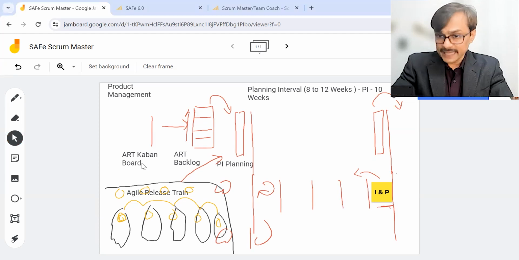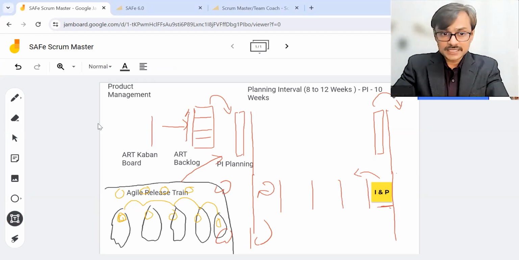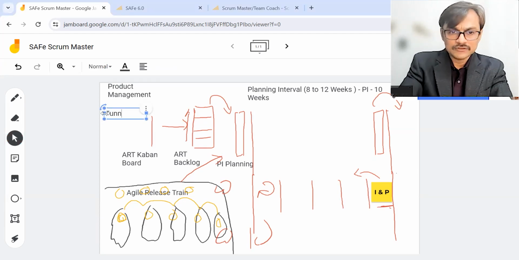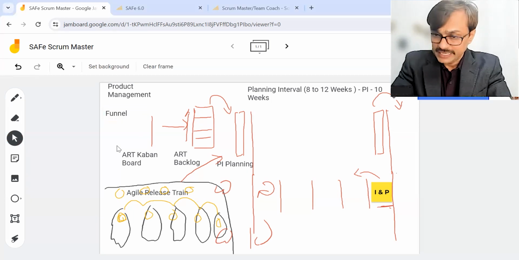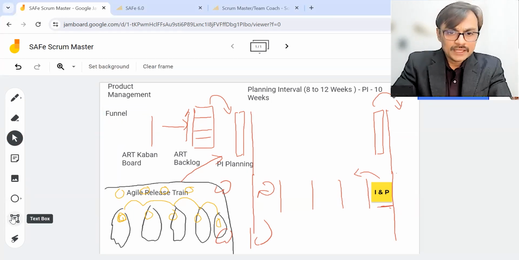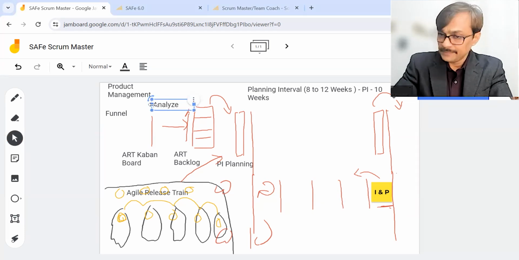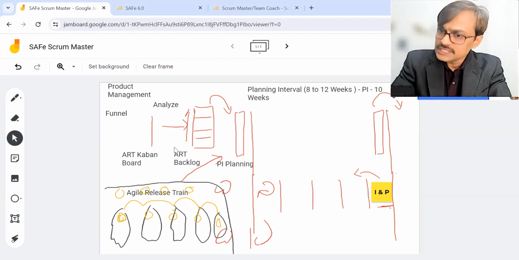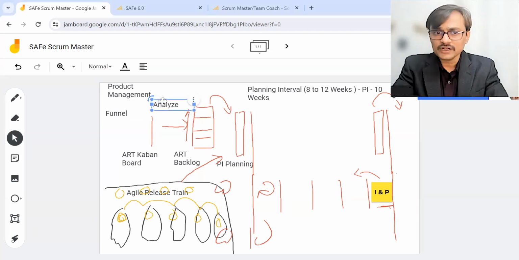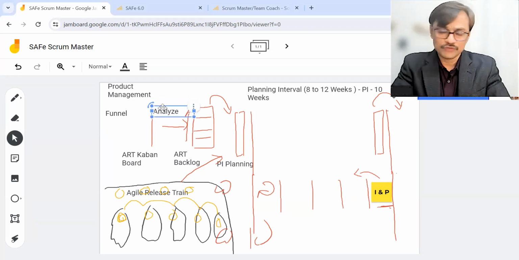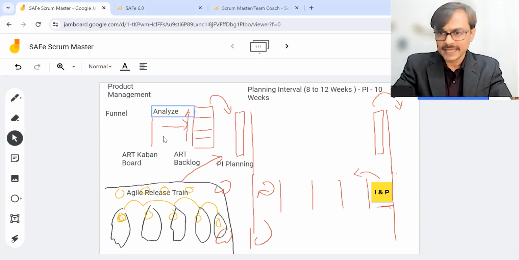For that, we manage a Kanban board. You may have a funnel stage where all the new ideas which are candidates for this train come in. Then they may go to an analyzing stage where they periodically hold a meeting. There is no prescribed frequency for the meeting from the Scaled Agile Framework, so you can find your own frequency, but they prescribe that you do manage a Kanban board for it.